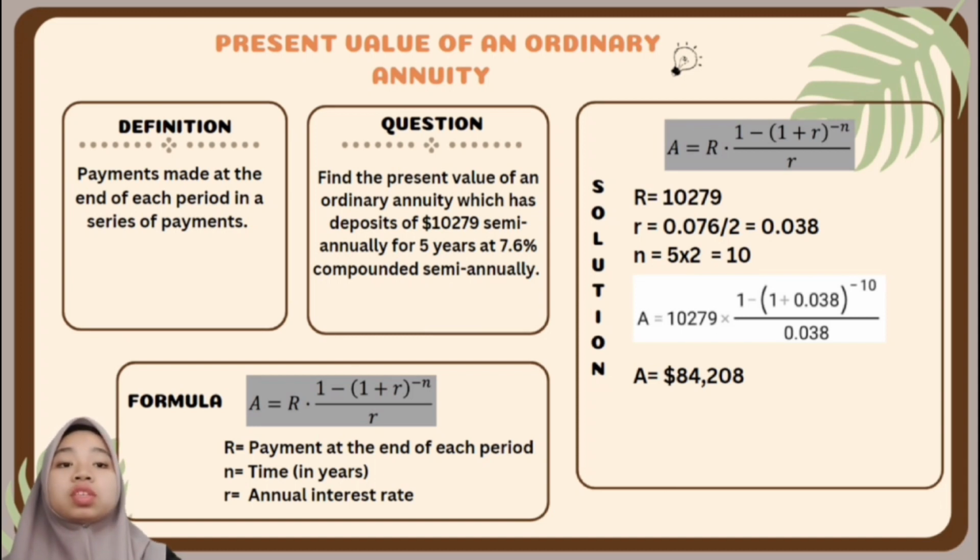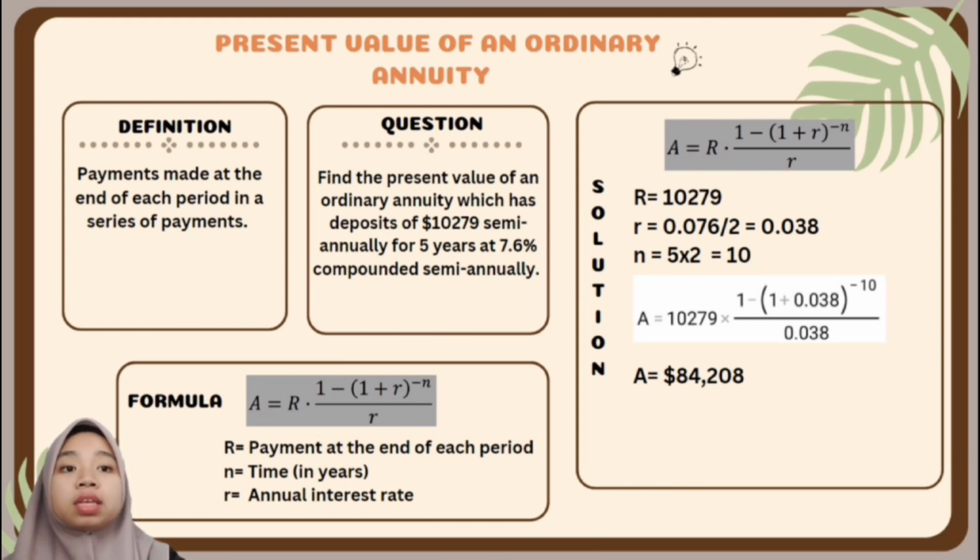The solution for this question is by using the formula A equals R times 1 minus (1 plus r) to the power of negative n, divided by r. So the amount of R was 10,279, small r was 0.076 divided by 2 equals 0.038 because it's semi-annually, and n was 5 times 2 equals 10.